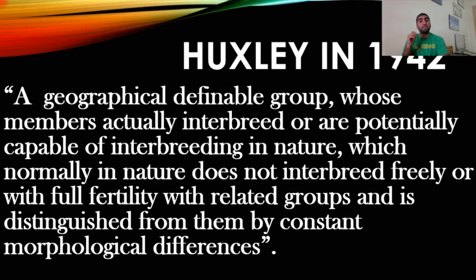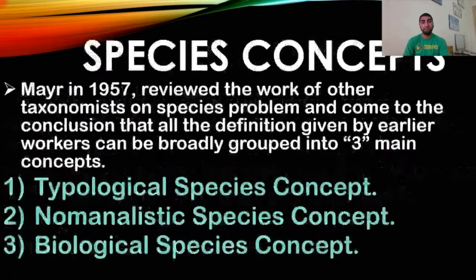So it is distinguished from them by constant morphological differences. There are three things. The first one, it is a geographically defined group. They can potentially interbreed and produce offspring, and in nature they cannot interbreed freely with other related groups, and they also have certain constant morphological characteristics. Morphologically they are similar. So this was the definition given by Huxley.